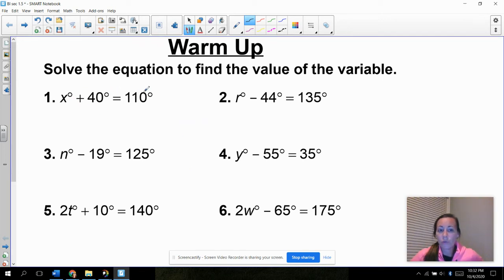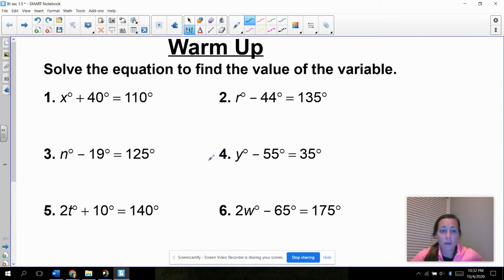These are all little degree symbols, okay? Should not be an unfamiliar label for you guys, but all of these degree symbols are just stating that this is an angle that is given. So this is an angle that is X degrees. This is an angle that would be 40 degrees. This is an angle that is 110.